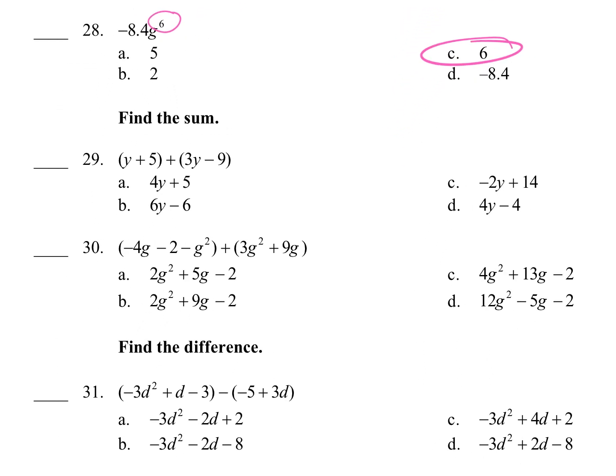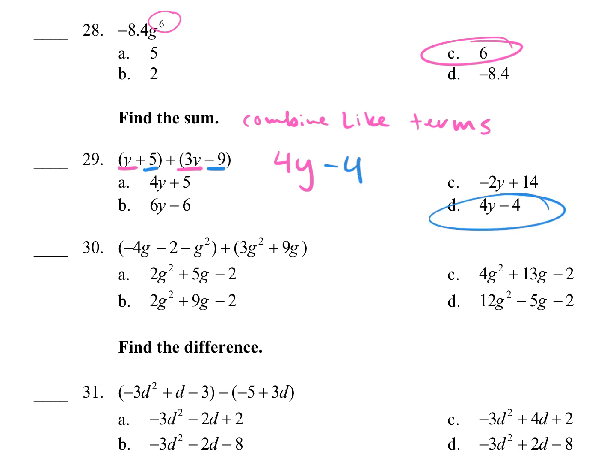Find the sum. You just combine like terms. So y plus 3y would be 4y. 5 minus 9 would be negative 4. So that would be answer choice D.